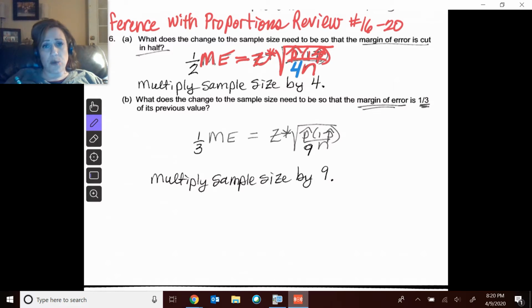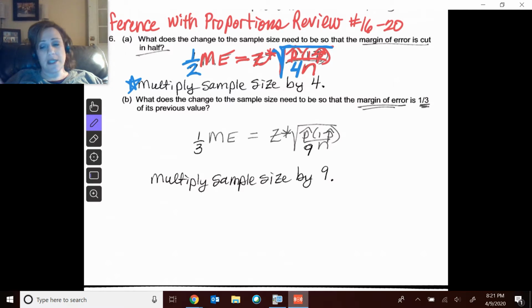The reason we have to multiply by 4 and not 2 is because of this square root symbol. When we have the square root of the 4 on the bottom, it comes out as 1/2. That's what makes the margin of error half of its previous size. So, multiply the sample size by 4.